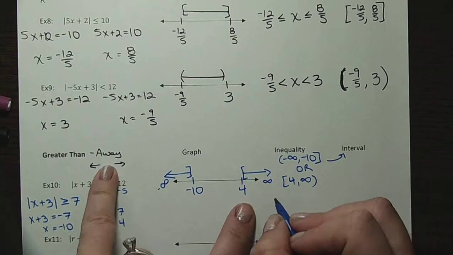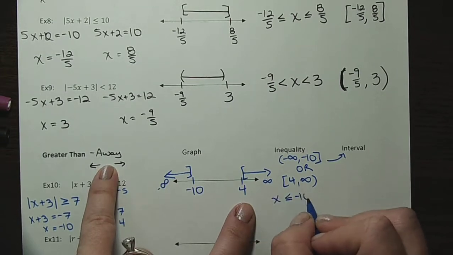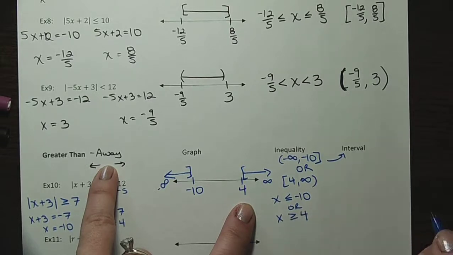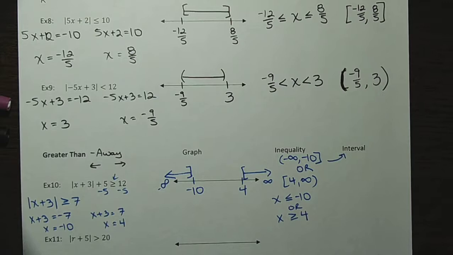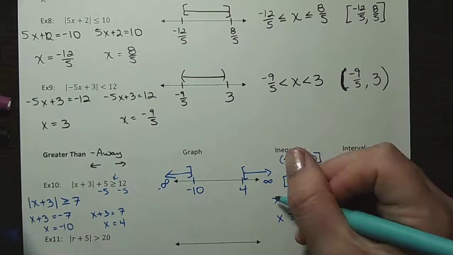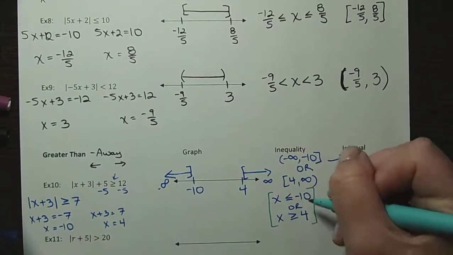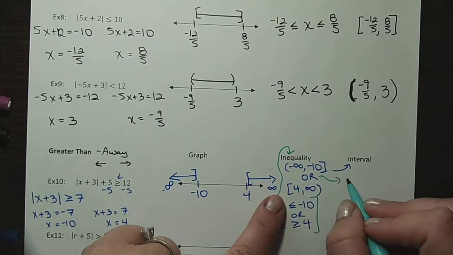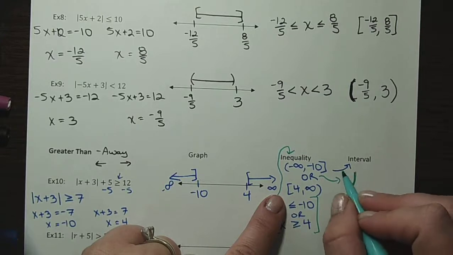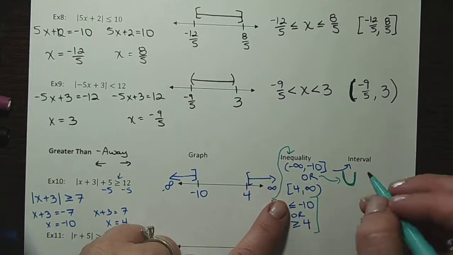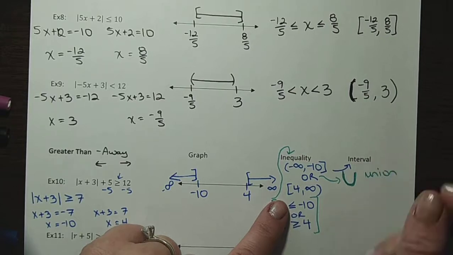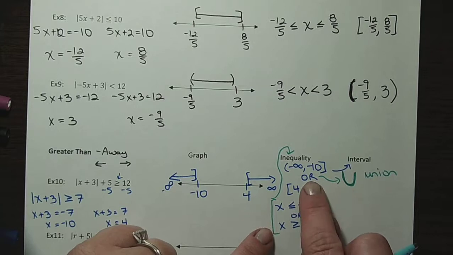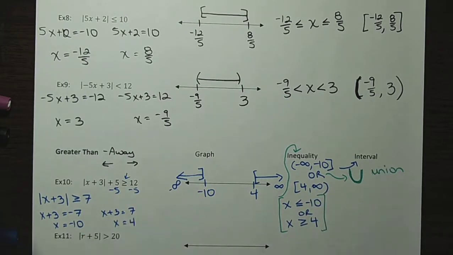The inequality would be x is less than or equal to negative 10 or x is greater than or equal to 4. I'm so sorry about getting that mixed up. This is the inequality, and that's the interval. For or, we're going to use the U symbol. U stands for union, and that's the symbol we use for or. So if you see that, instead of the word or, that's the symbol you're going to use.